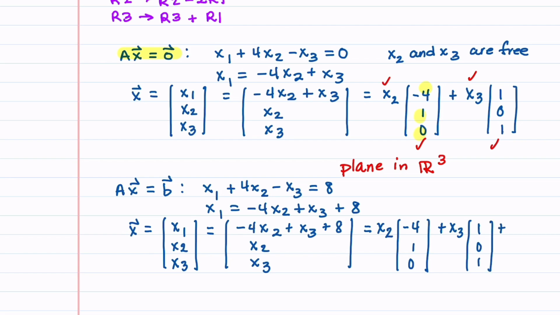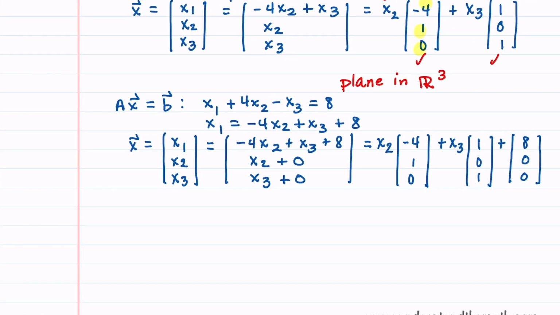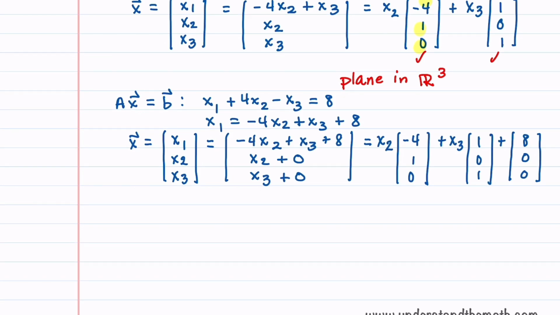Now here's what's going to be different. We're going to have an 8, and then think of x2 as adding 0 and x3 as adding 0. So our vector on the right is going to be 8, 0, 0. Again, we have two free variables. So that means we have the linear combination of those two vectors plus the vector 8, 0, 0.